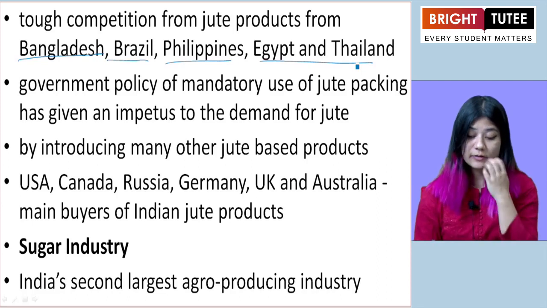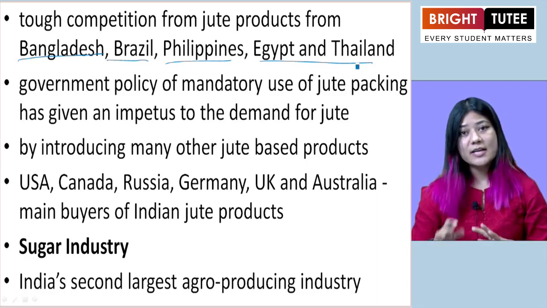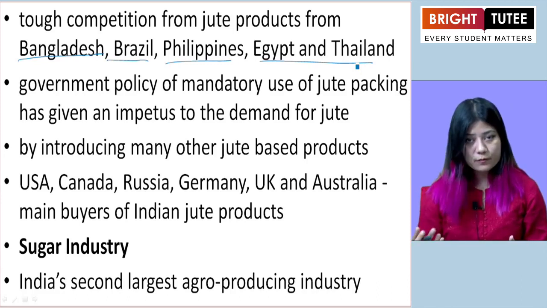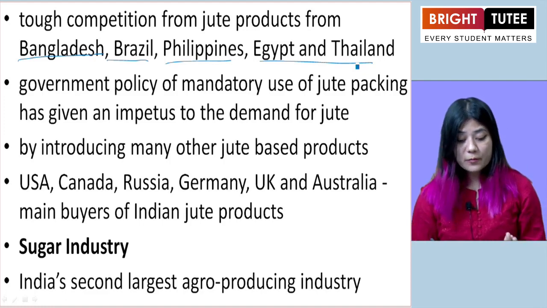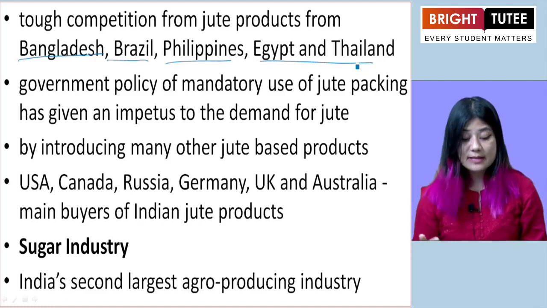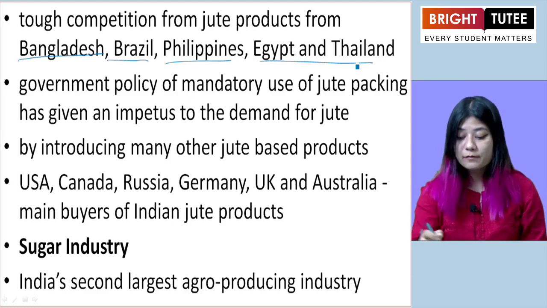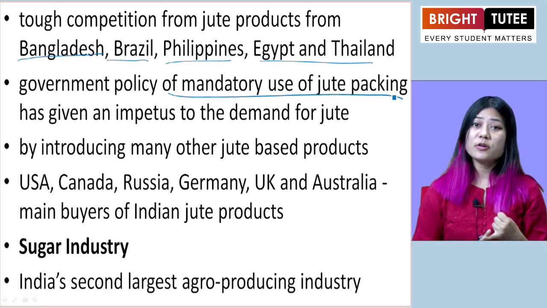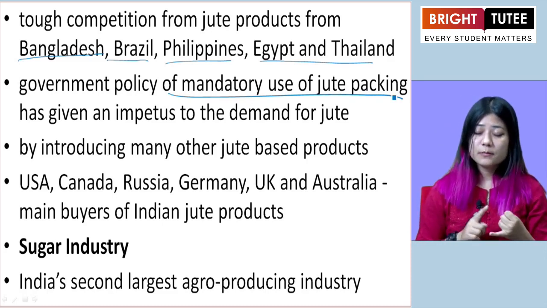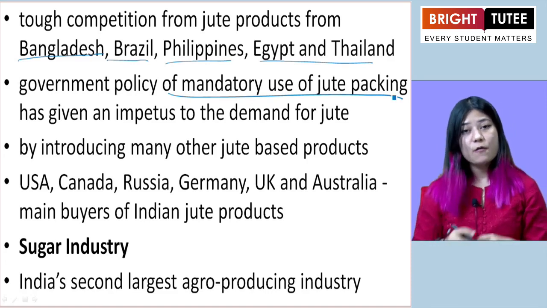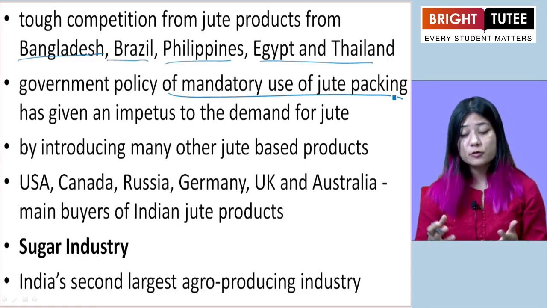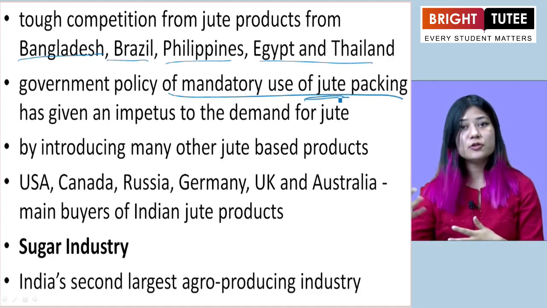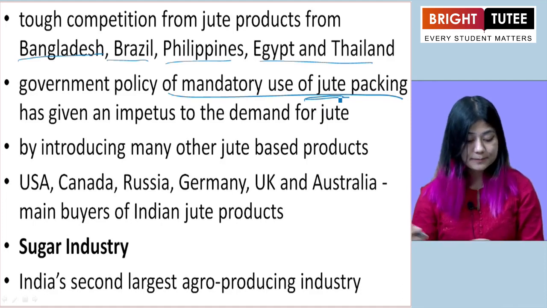Now the government tries to help so that jute textile production improves or continues to grow. One of the ways the government tries to help is by introducing a policy of mandatory use of jute packaging. The government has made it compulsory for packaging of goods to be done with jute textiles. That way the demand for jute continues to increase.